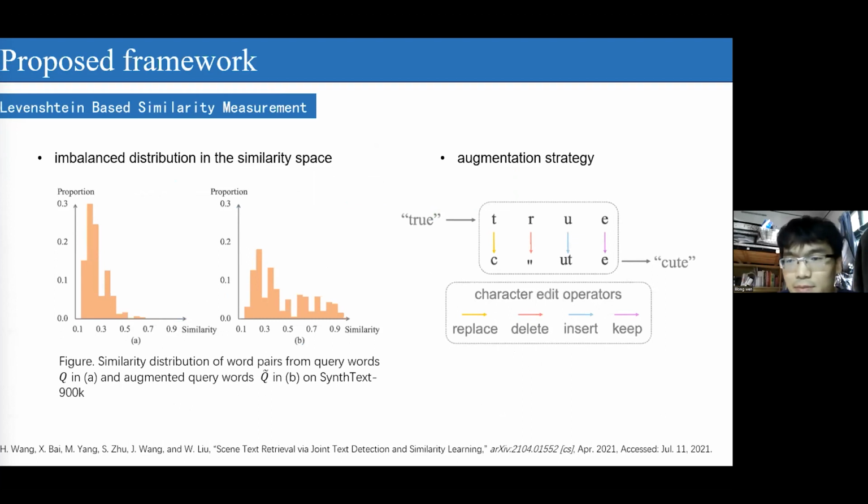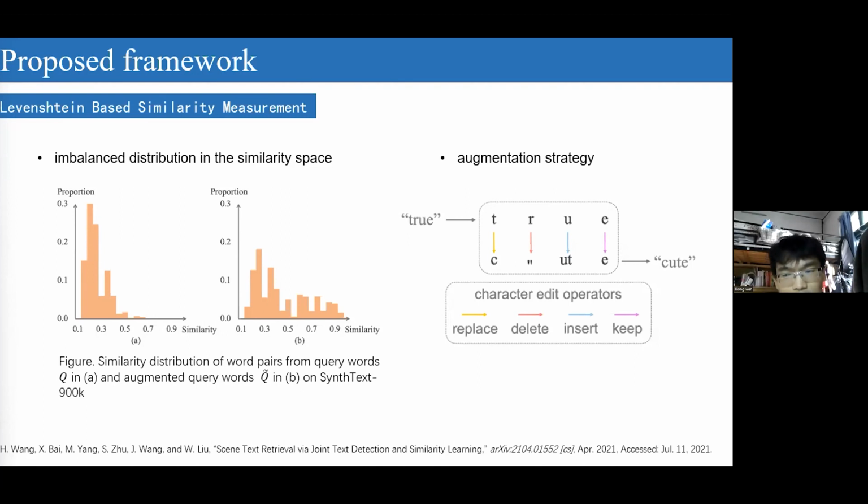We observe that the similarity learning task suffers from the imbalanced distribution in the similarity space, as most random word pairs are dissimilar. As shown in figure A, for query words, the proportion of word pairs with low similarity is much larger than those with high similarity. As a result, the learned network tends to distinguish dissimilar word pairs, but has difficulty handling similar word pairs.